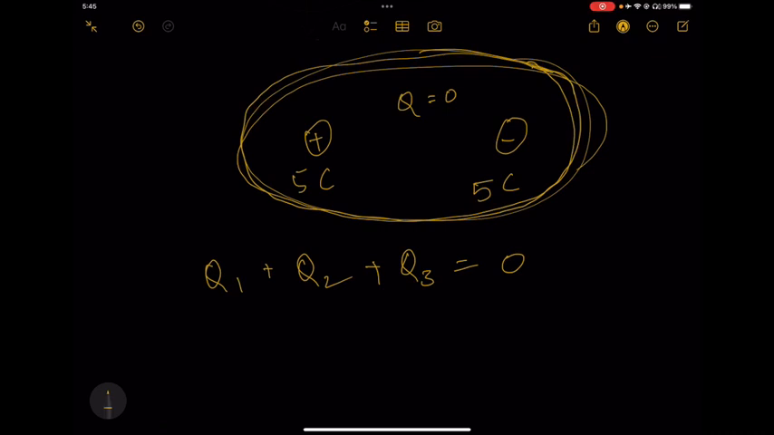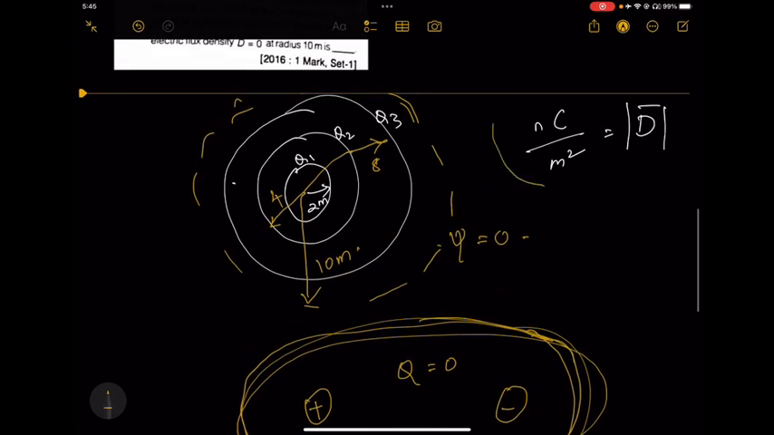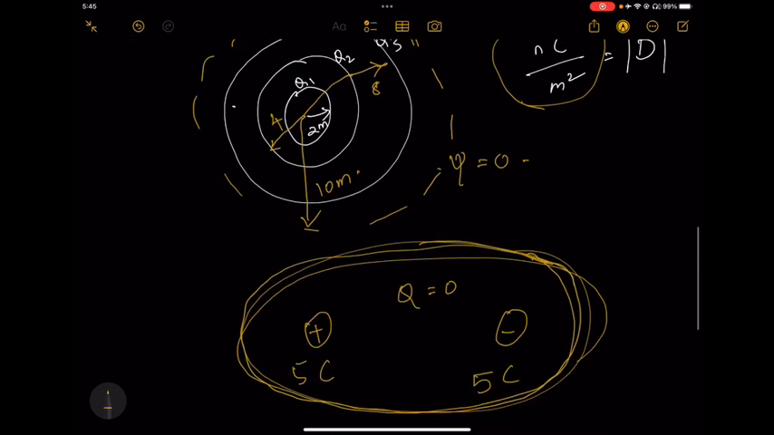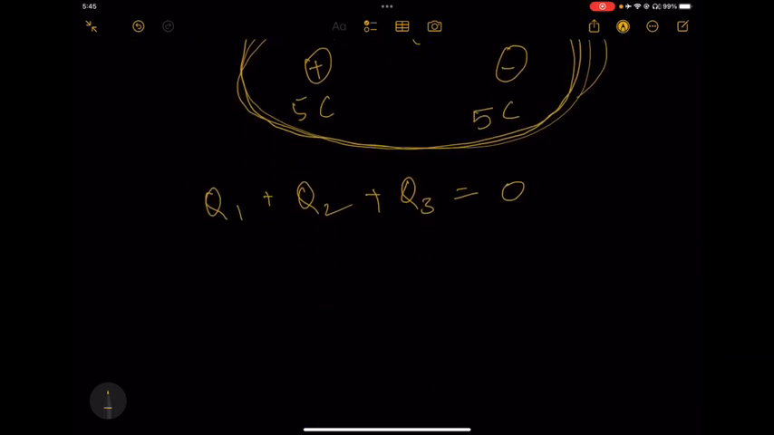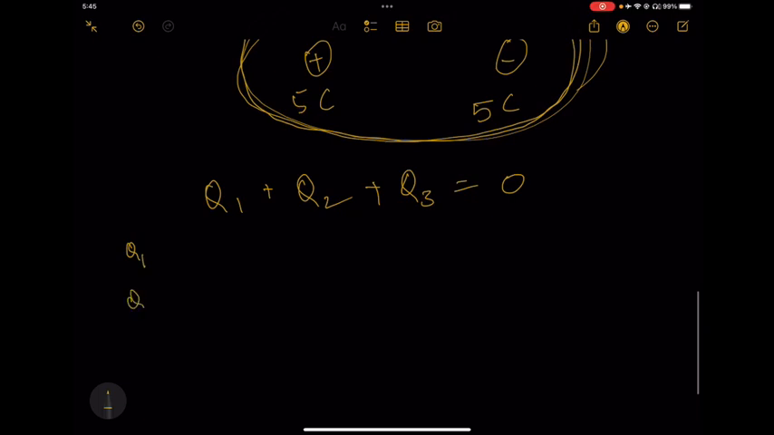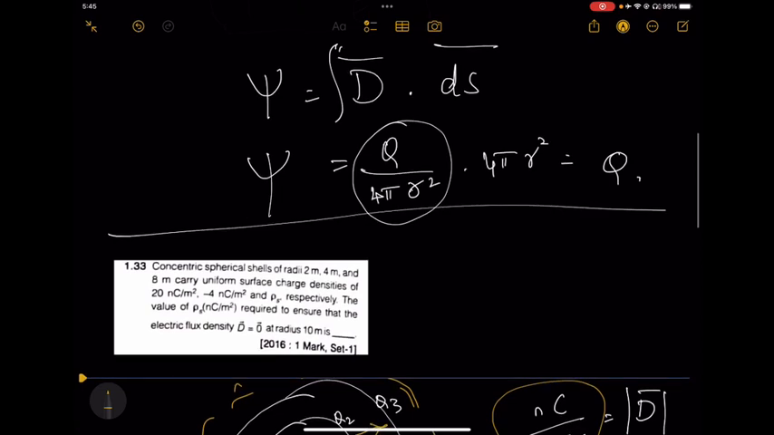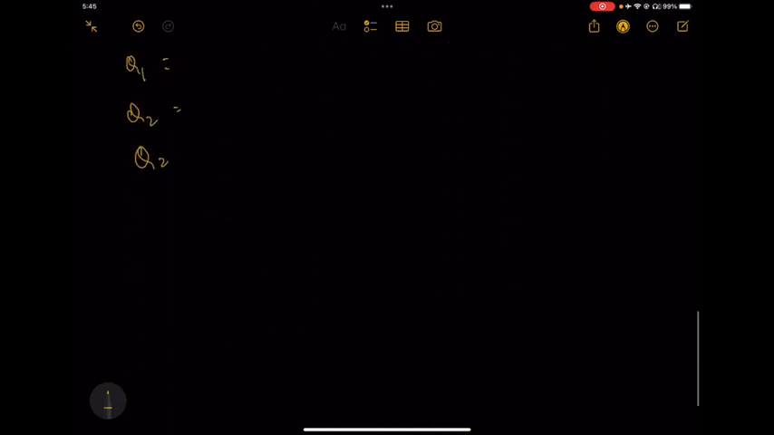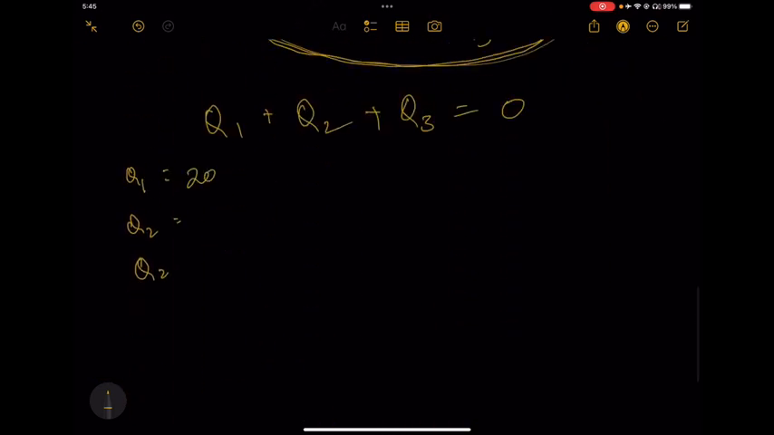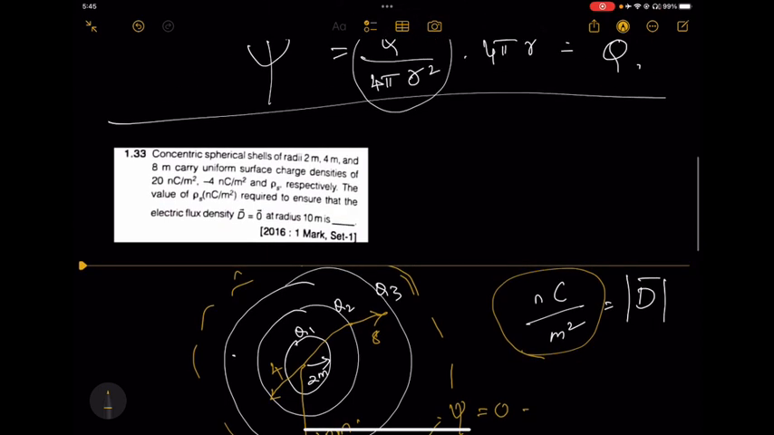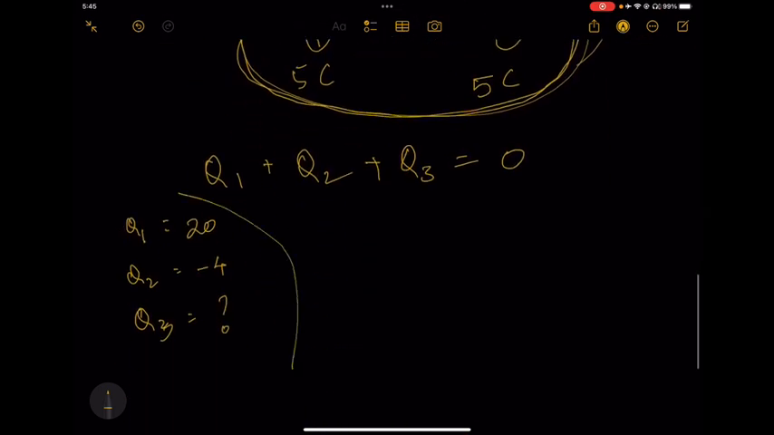How do you get charge? When charge density is given, you should multiply by the surface area. They have given two numbers: q1 is 20, q2 is minus 4, and they are asking what is q3. How to attempt this one? This is not charge, by the way, this is D. I made a mistake.